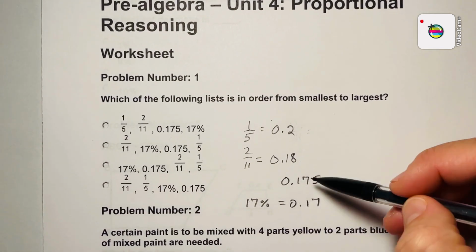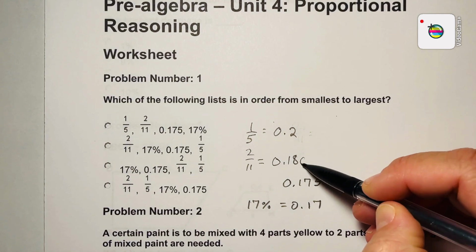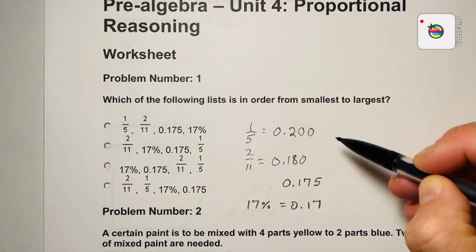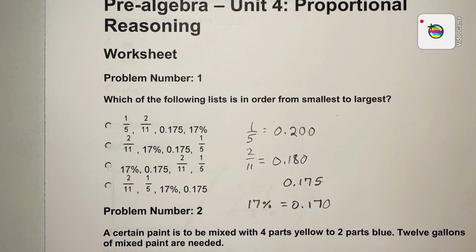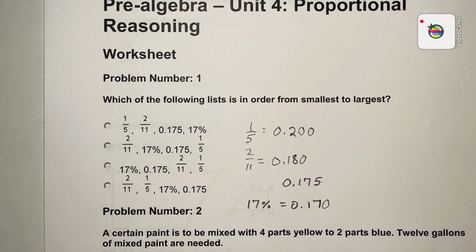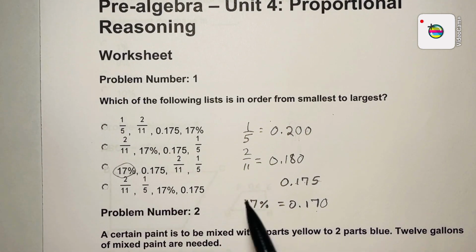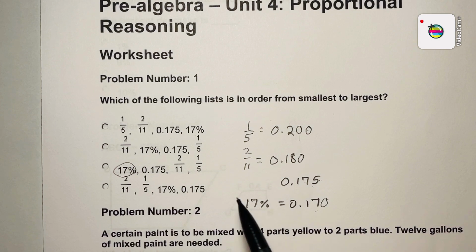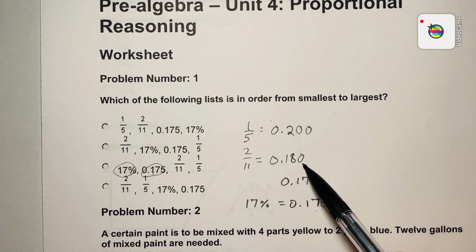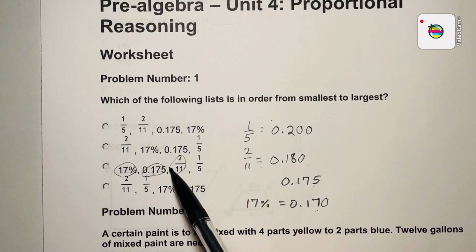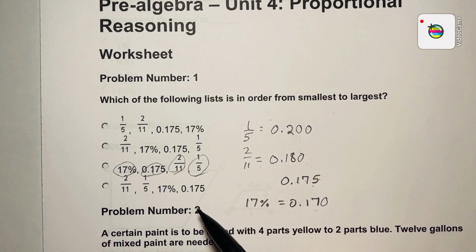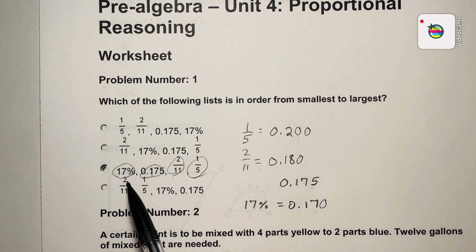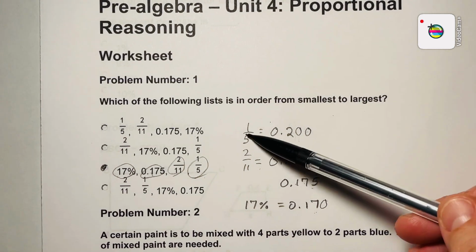And then what you do is you take the largest decimal and you make everything else match it. So you add on zeros. Since this had 3 decimal places, I'm adding on zeros to make each of these have 3 decimal places. Okay, and from this we could tell that the smallest is 17%. Then the next one would be 0.175. And then next would be 180, which is 2/11. And then the next would be 200 thousandths, which is 1/5. So this is the answer from smallest to largest, and we figured it out by changing these to decimals.